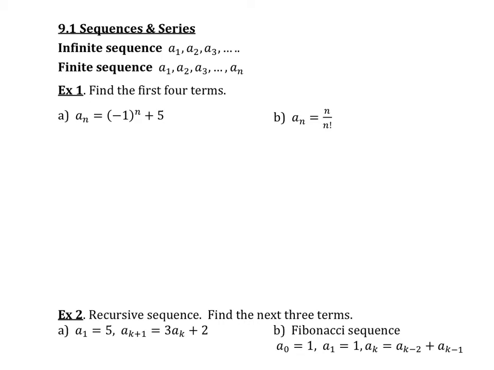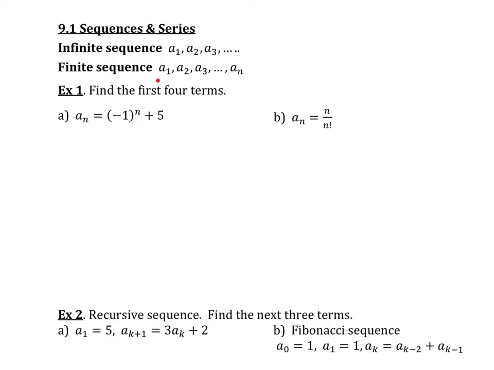9.1 is on sequences and series. Okay, so here we have an infinite sequence. It's just a list of terms that have an order to them. Because it's infinite, it goes on forever. So there's a first term, a second term, a third term, and there's infinitely many terms following it.